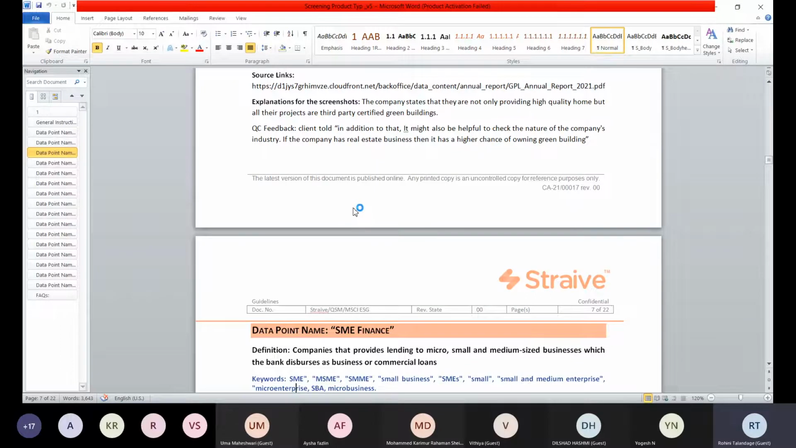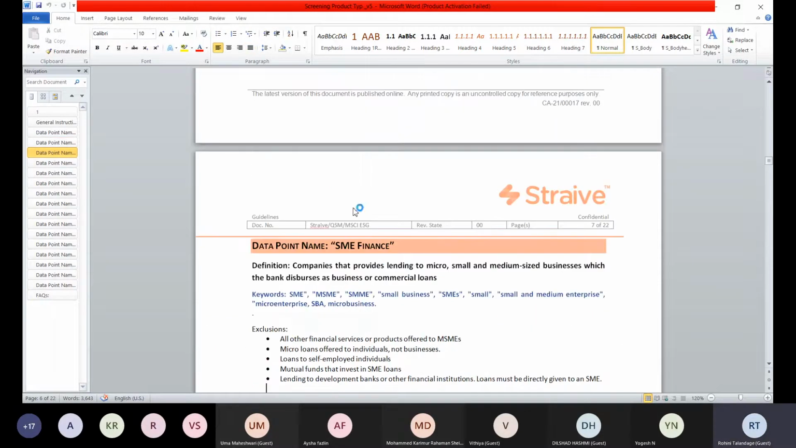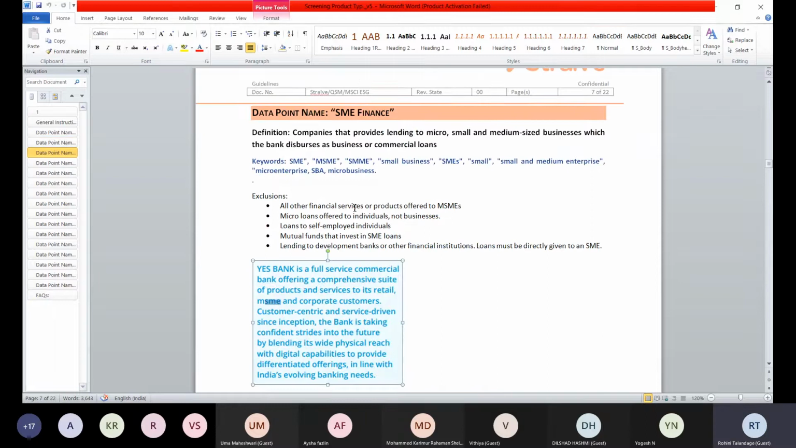Any doubt in this data point, or can we go to the next data point? No doubt, ma'am. Now SME finance. So can anyone tell me what SME is? You have it on your screen.